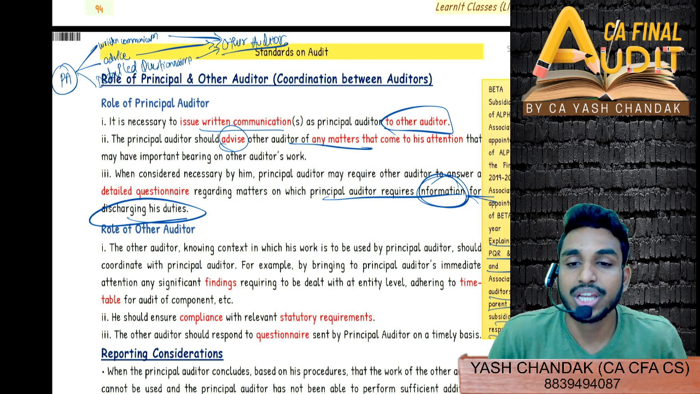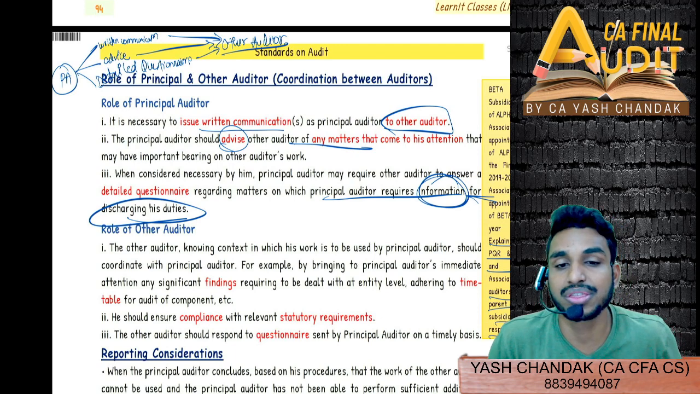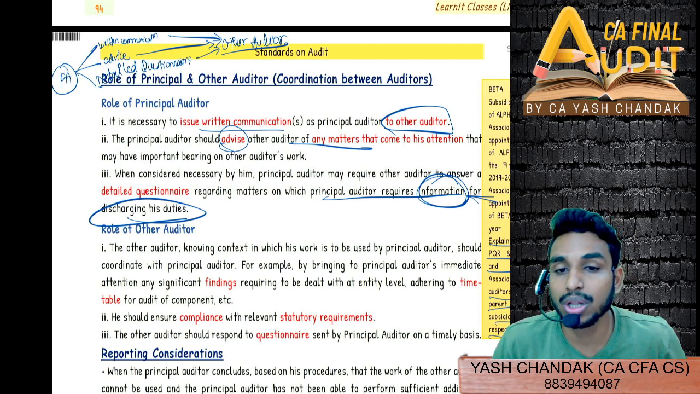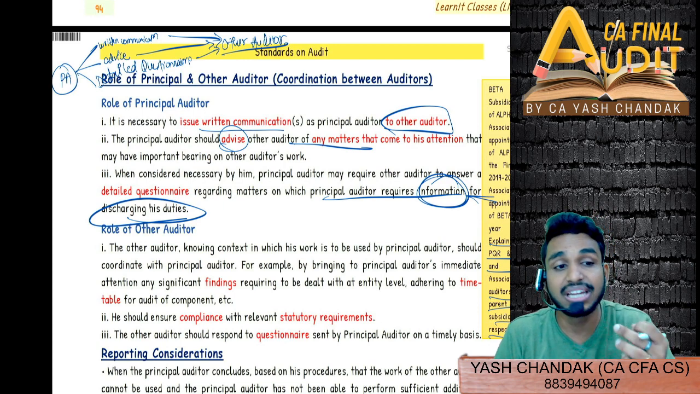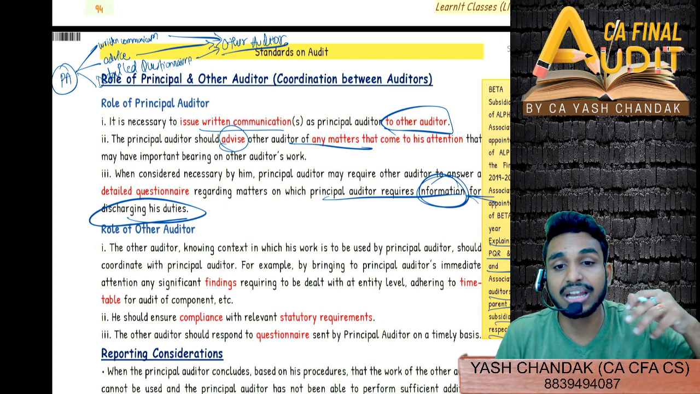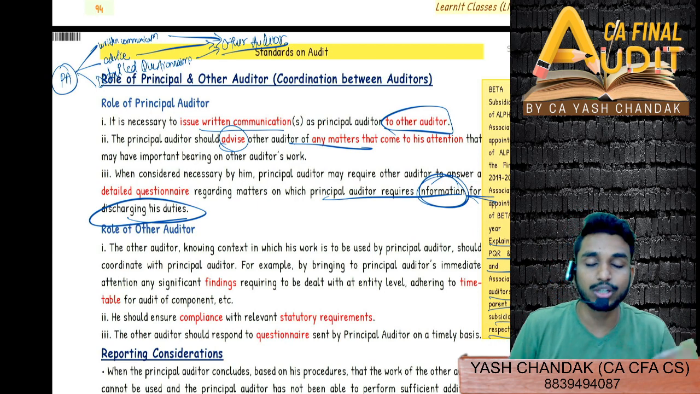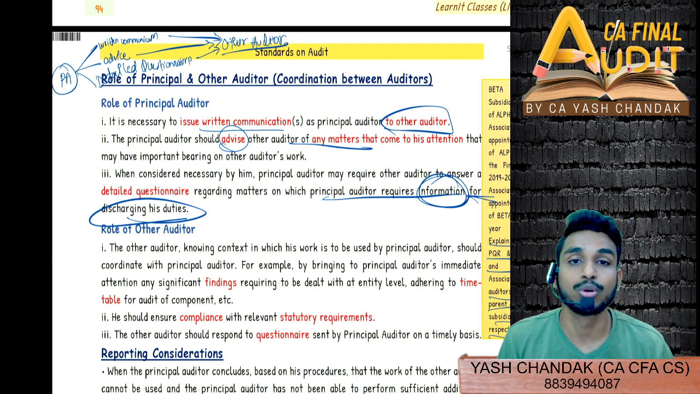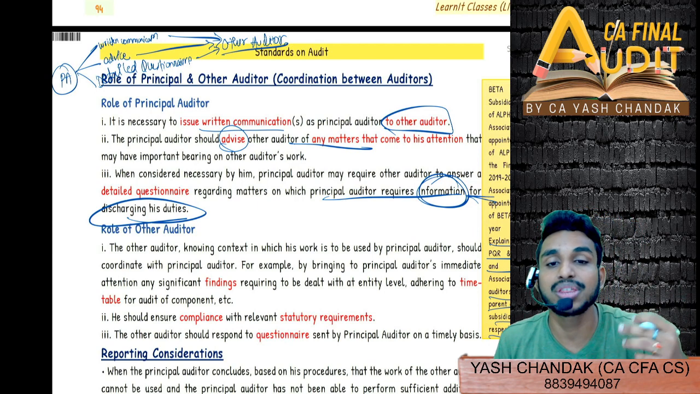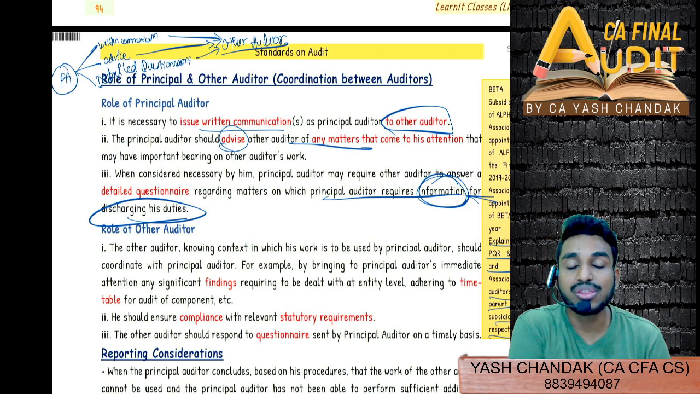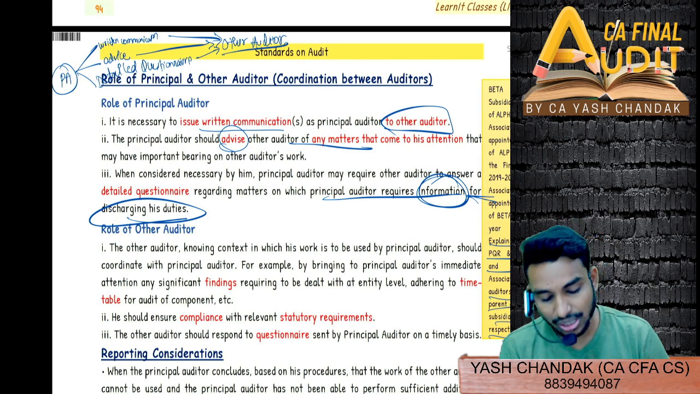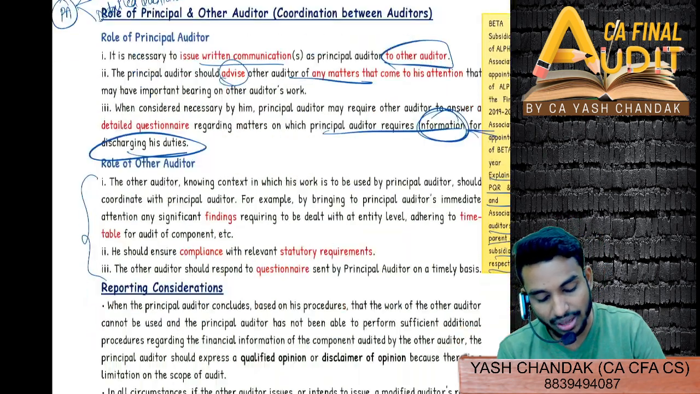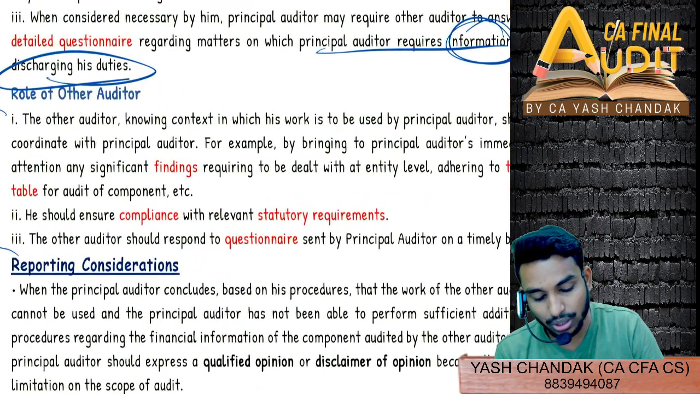Role of other auditors. He should comply with all the other statutory compliance requirements, and respond to all the questionnaires that he has obtained from the principal auditor. Any significant findings that he obtains in the audit of other components, he should also make the principal auditor aware of. So these will be what? My role as an other auditor.